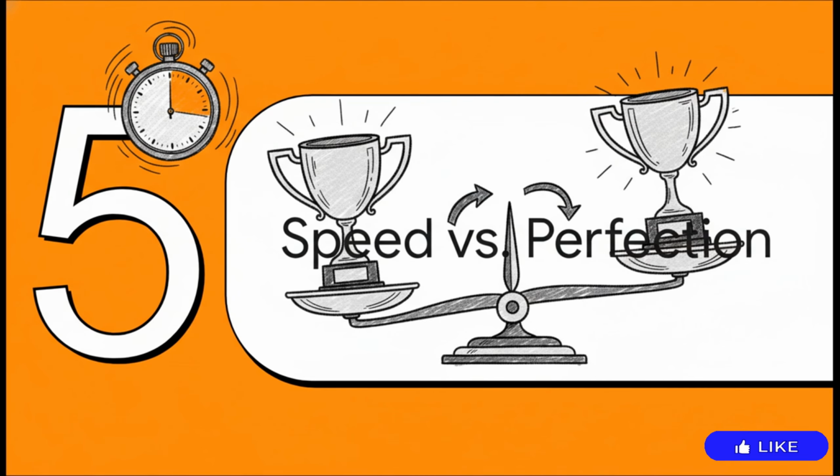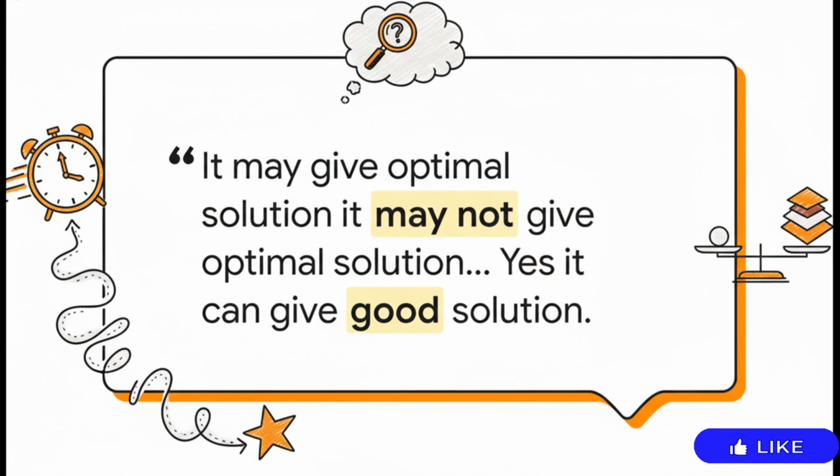And that brings us to the single most important thing to understand about heuristics. It's all about a trade-off. This quote from our source material absolutely nails it. A heuristic is designed to find a good solution and to find it quickly. It might give you the absolute best, most optimal solution, but it might not. The one thing you can count on is that it'll give you a good solution efficiently.